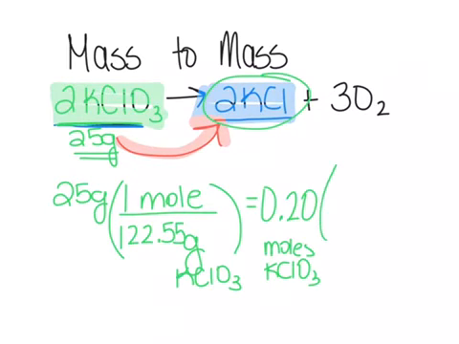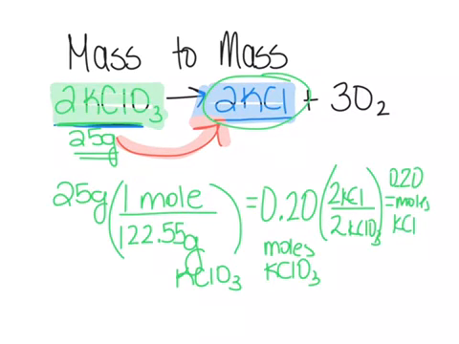And we do that by using our mole-to-mole ratio using our equation. So if we look and see, it's actually a 2 KClO3 to 2 KCl. So it's just a 1-to-1 ratio. So that means that we've got 0.20 moles of KCl that are made.